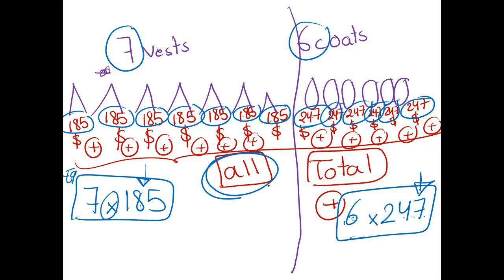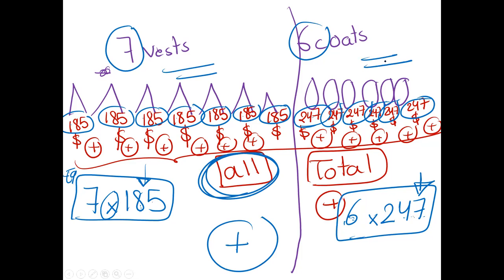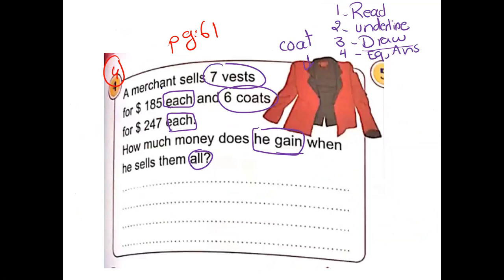Then I will find the total of both of them. I will add the vests and the coats together to find the total amount that he gains. Okay, teachers, so 3 equations. The first one, 185 times 7 to know how much money he gains from the vests. Then 247 times 6 to know how much money he gains from the coats. Then I will add both to know how much money he gains from both vests and coats together. So 3 equations. Let's start. Equation 1, 2, and 3.